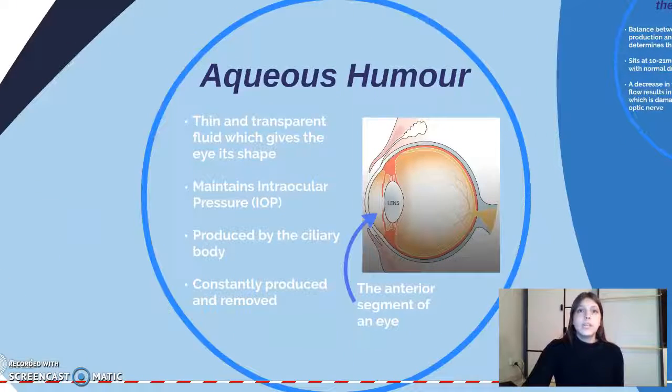The aqueous humour is a thin and transparent liquid which gives the eye its shape and keeps it moist. It is constantly being removed through drainage canals and produced by the ciliary body, carrying nutrients to the eye and then removing waste products. The continuous production and removal maintains the intraocular pressure of the eye, otherwise known as the IOP, and is found in the anterior segment of the eye, just in front of the lens.